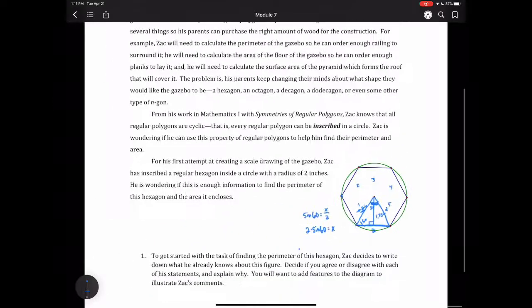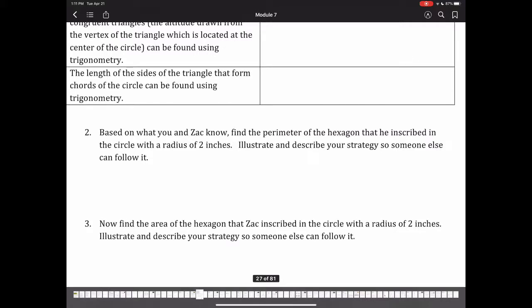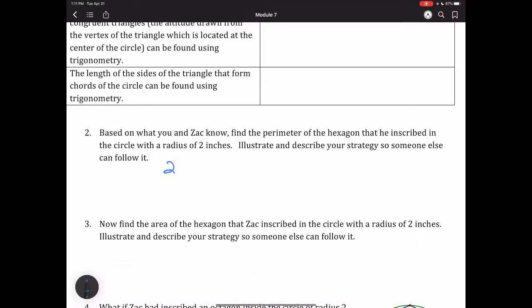So that's our next question. What is the perimeter of the hexagon that is inscribed in the circle with a radius of 2 inches? Well, if one side of that hexagon is 2 inches, then the perimeter of the entire figure, because it has 6 sides, will be 2 times 6, which is equal to 12 inches.